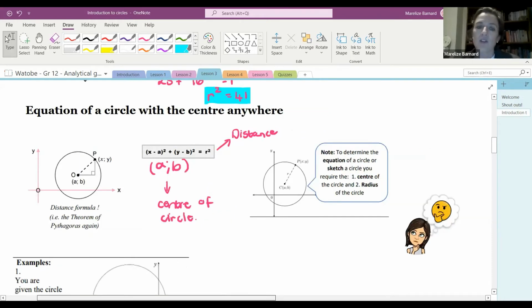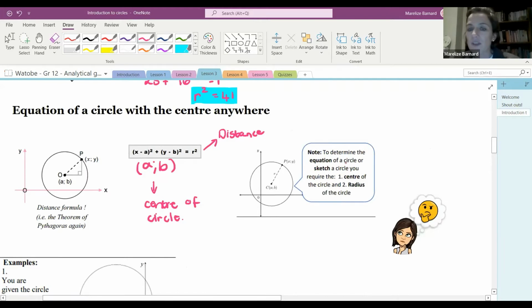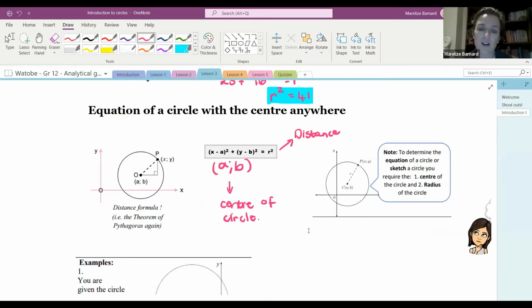Okay, so to determine the equation of a circle or to sketch a circle, it's important that you have the center and the radius. Like I said a little bit earlier on, you are seldom asked to sketch a circle because it is quite tricky to get that round shape without a protractor. But if you were asked to find the equation or to sketch a circle, you need the center and the radius. Okay, so let's see how that works.